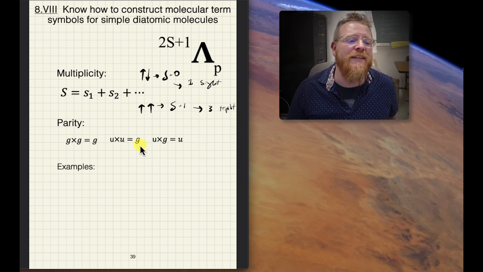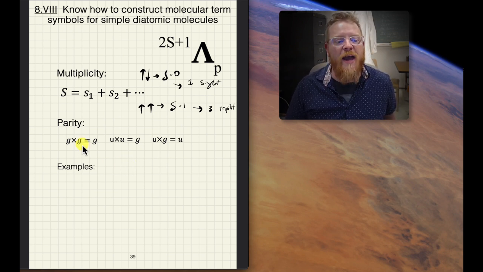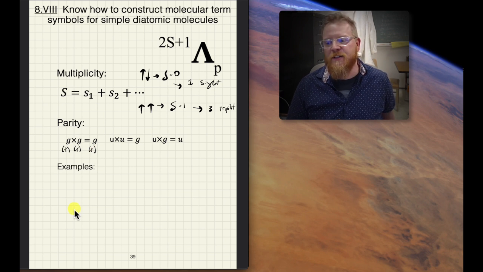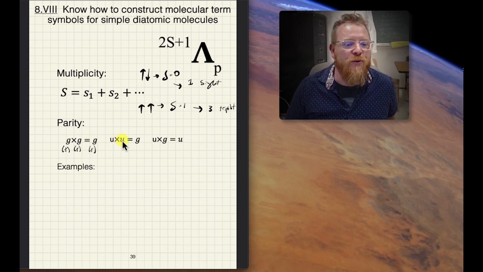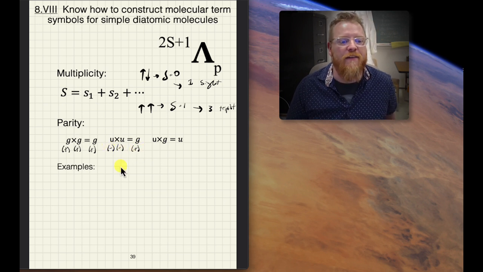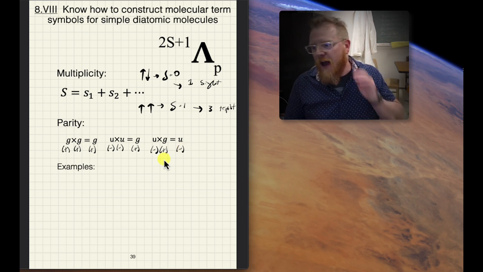So now we also have to consider the parity. Okay, so when we have a g times a g, it gives us a g. So that's kind of equivalent to saying like a positive times a positive gives us a positive. When I have a u times a u, that gives me a g. So that's the same thing as saying a negative times a negative gives me a positive. And when I have a u times a g, I get a u, or in other words, a negative times a positive gives me a negative.